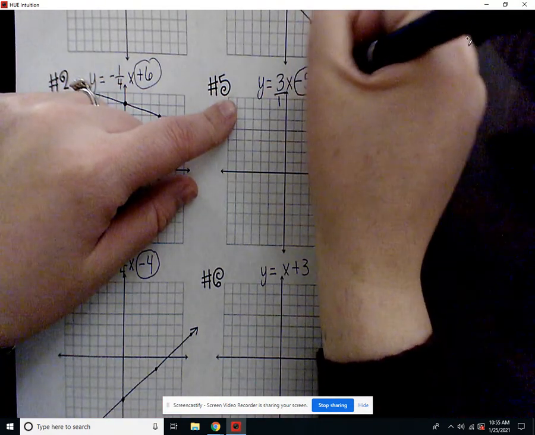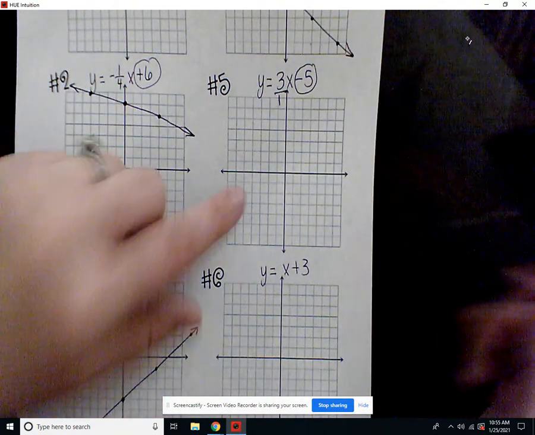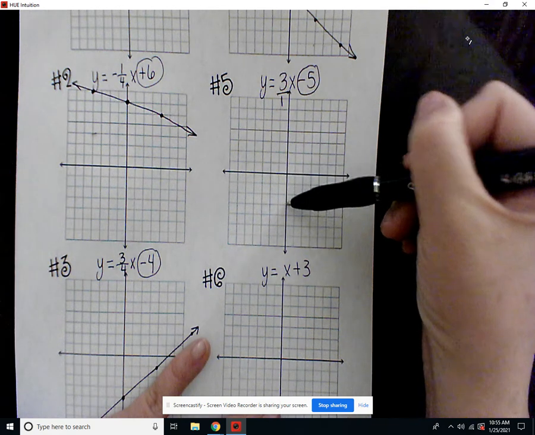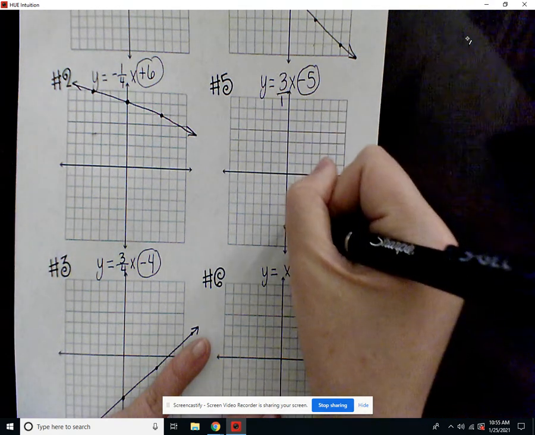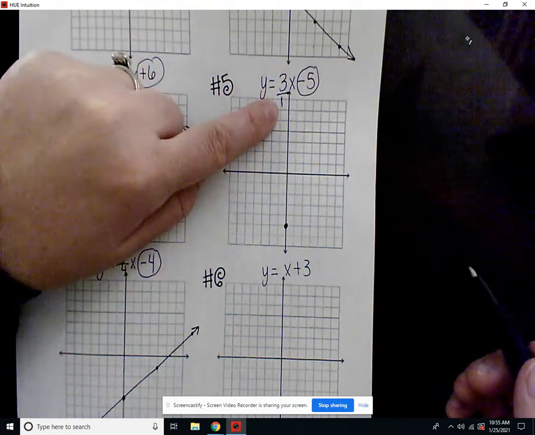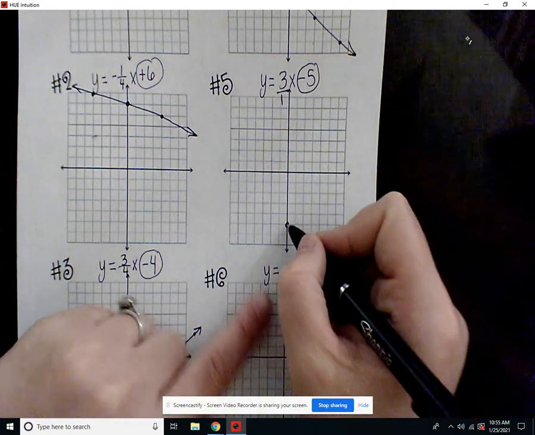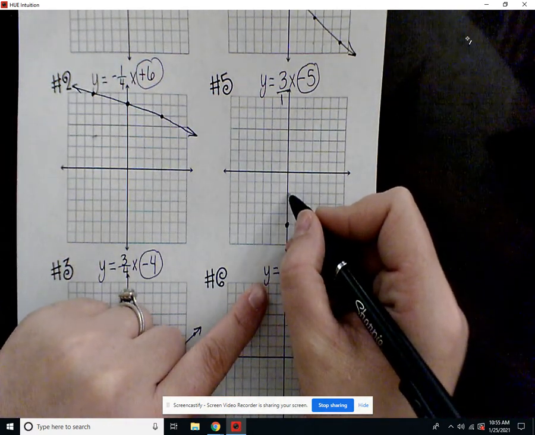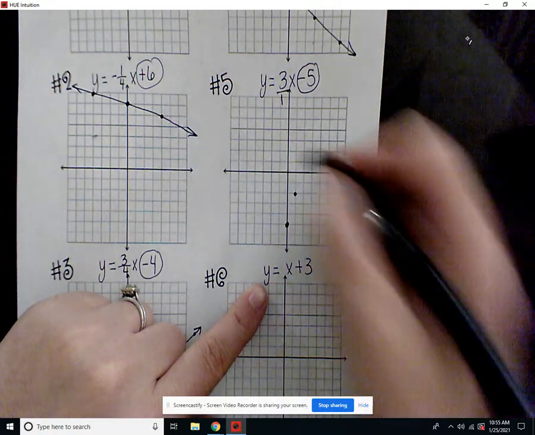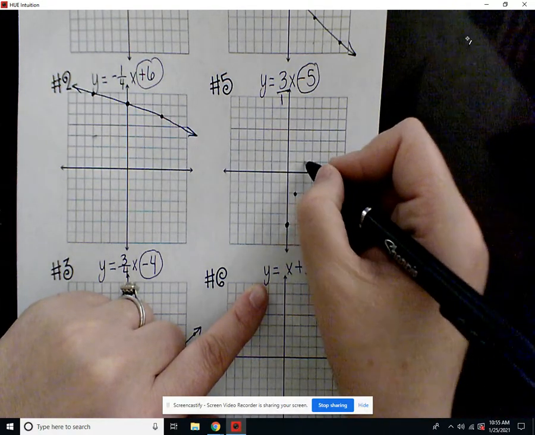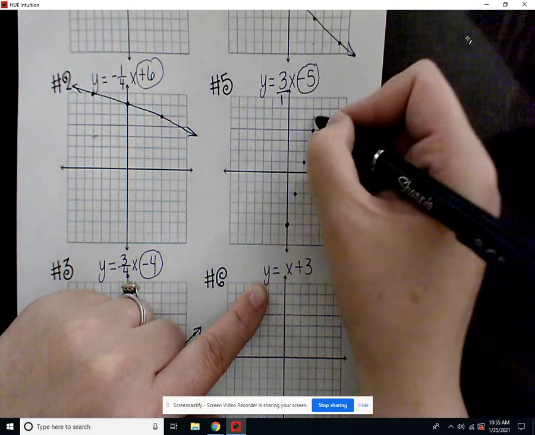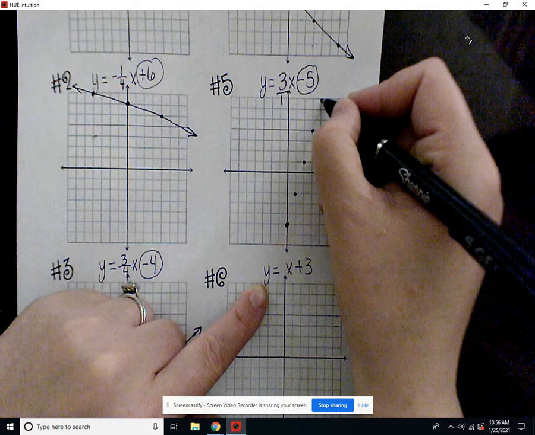So -5 is where we start on the y-axis. So start in the center, go down 5 spaces, 1, 2, 3, 4, 5, and put a dot. So now we're going to rise 3, run 1. So we're going to rise 3 spaces, 1, 2, 3, and run to the right 1 because it's positive. Then we're going to continue, 1, 2, 3, to the right 1, and again 1, 2, 3, to the right 1.